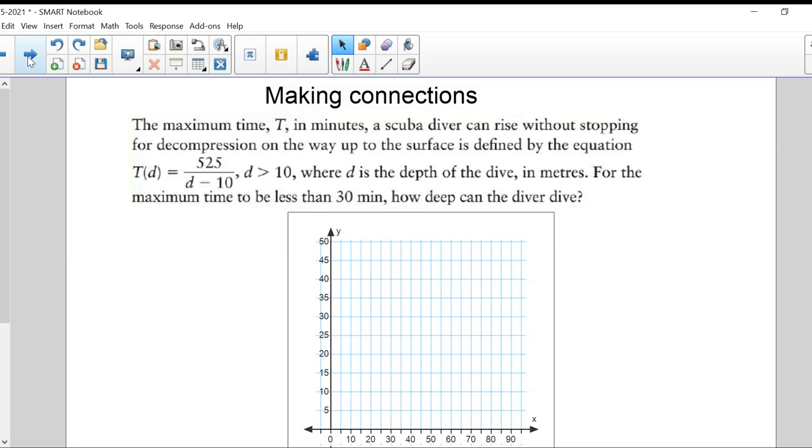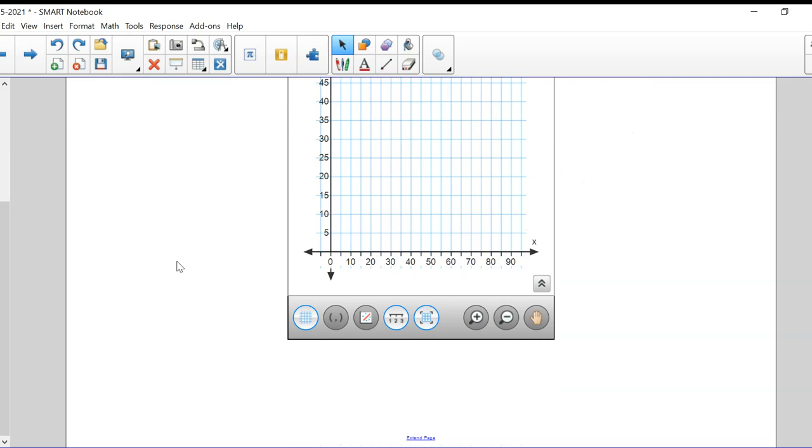The maximum time in minutes a scuba diver can rise without stopping for decompression on the way up to the surface is defined by the equation, and you give us an equation here. They also say that D has to be greater than 10, not greater than or equal to, but greater than 10. And you can see that if D was in fact less than 10, this thing would be negative. All right? So that's why the domain of this function is that D has to be greater than 10. D is the depth of the dive in meters. For the maximum time to be less than 30, how deep can the diver dive is the question. How deep can the diver dive?